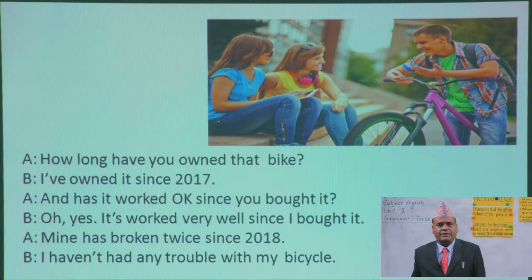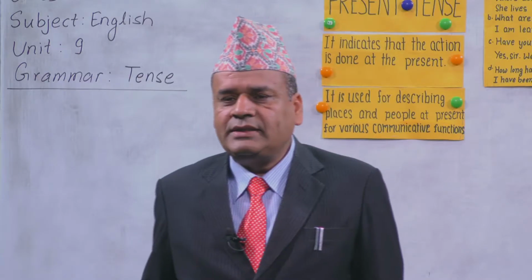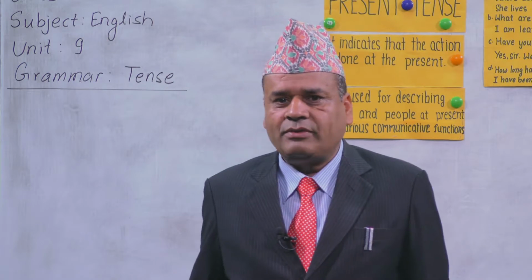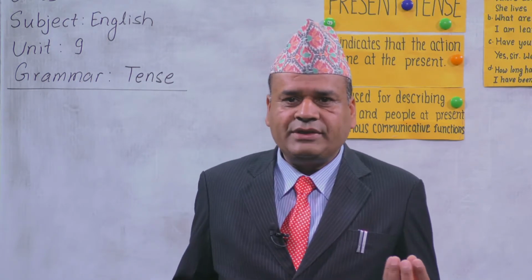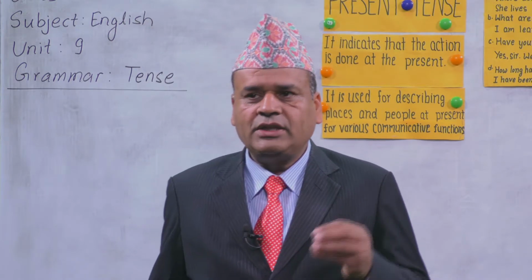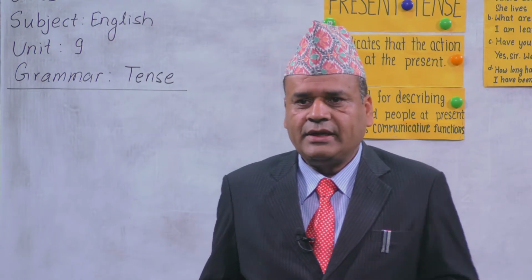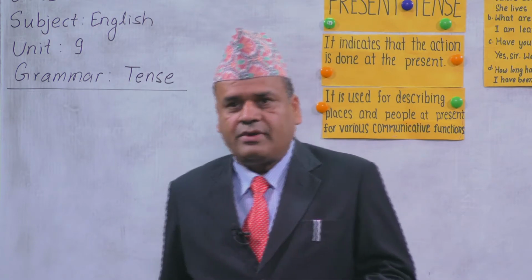And next is, you see, mine has broken twice since 2018. It is also present perfect one. So I haven't had any trouble with my bicycle. So, dear students, I hope you got the idea about present perfect tense, which takes has or have and the past participle form or the third form of the verb. All right? So, let's move next. Present perfect. You got it.